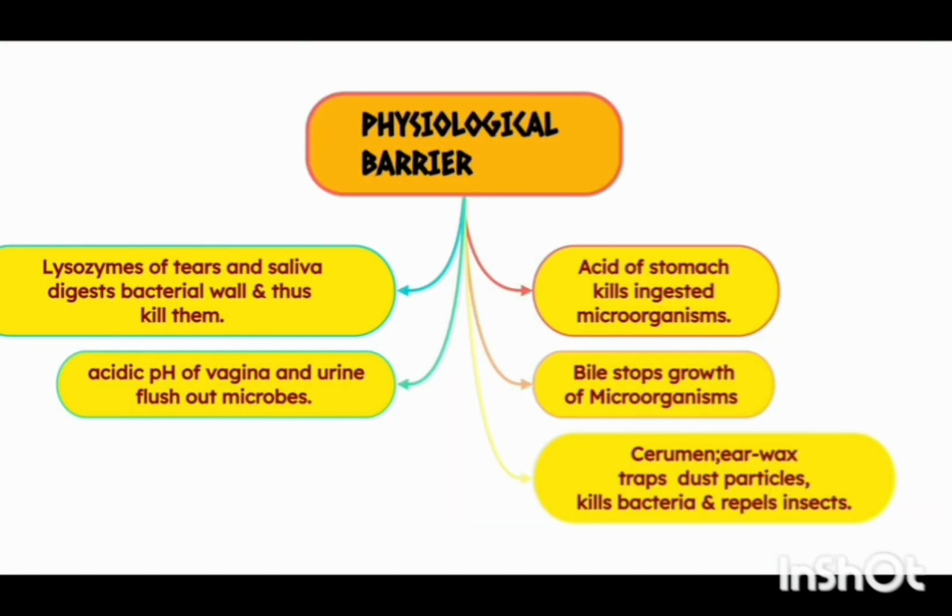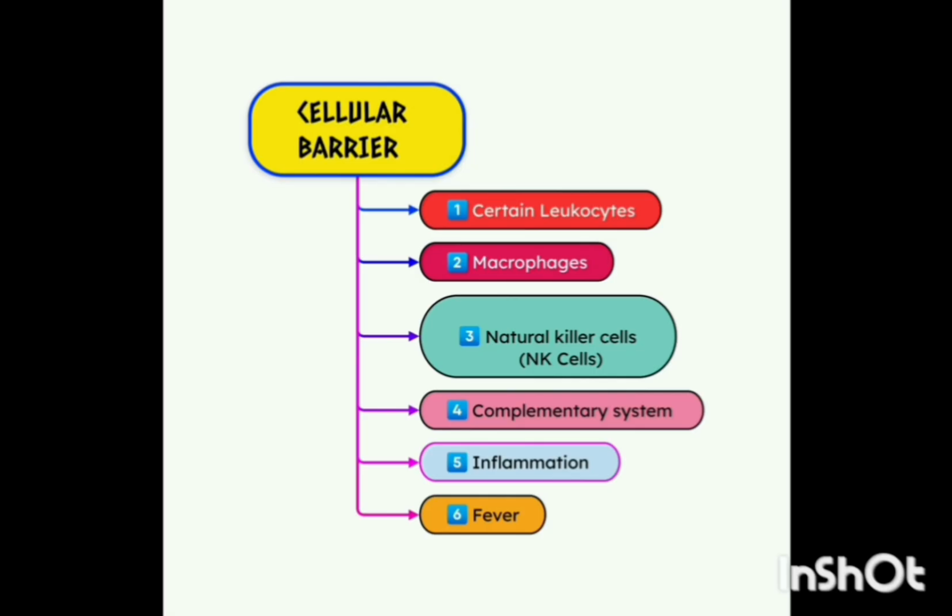Next is physiological barrier. Here, acid of the stomach kills ingested microbes. Bile stops growth of microbes. Cerumen, which is earwax, traps dust particles, kills bacteria and repels insects. Lysozymes of tears and saliva digest the bacterial wall and thus kill them. Acidic pH of vagina and urine flush out microbes.